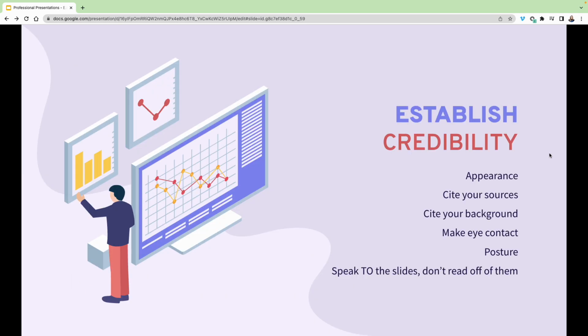Okay, now we move into establishing credibility. And I think this is probably one of the most important slides because this is what a presentation really needs to go from good to great. I think good presenters can have a good structure, can speak well, but people who are great presenters do a really good job of establishing credibility. So there's lots of ways to do this.